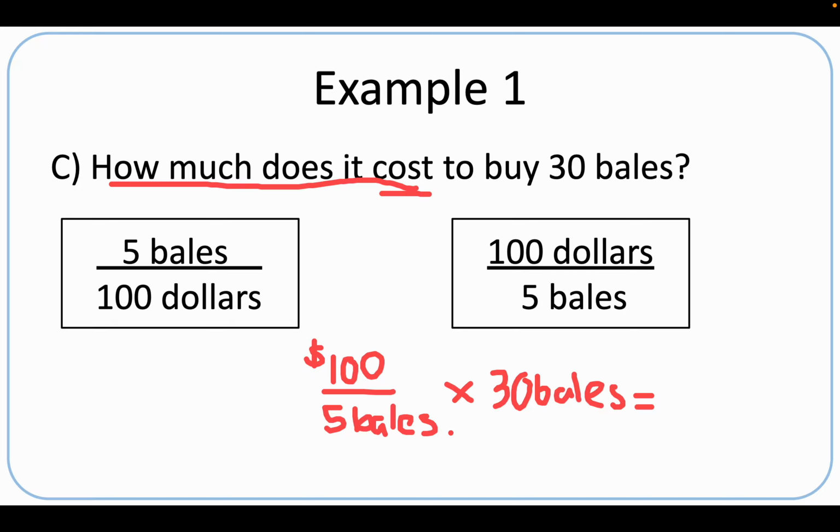And then we can go ahead and solve. So our bales cancel out. And then we have 100 over 5. 100 divided by 5 is 20, times 30 gives us $600. So it costs $600 to buy 30 bales.